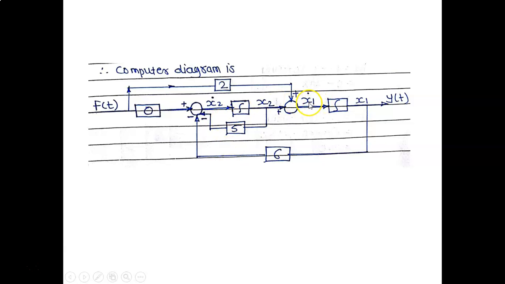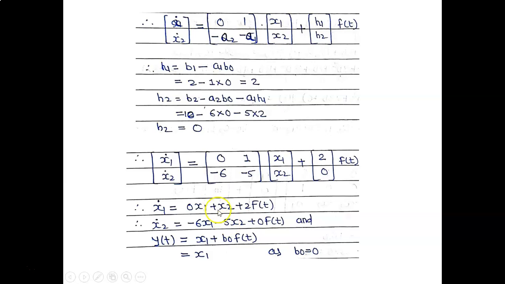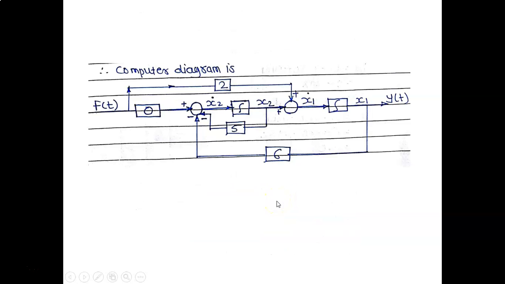Here again, x1 dot is equal to x2 plus 2 f of t. Therefore, from f of t we take another signal and add a block having its value as 2. We feed it back to the same point with a positive signal. Therefore, this completes your computer diagram.